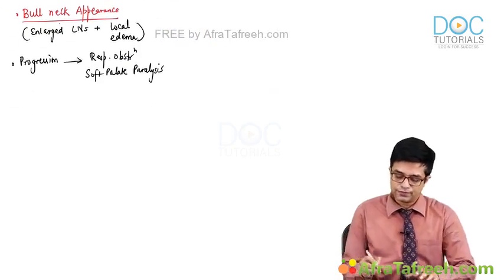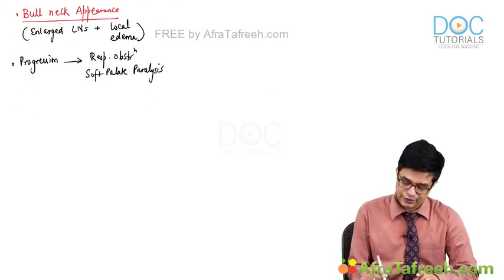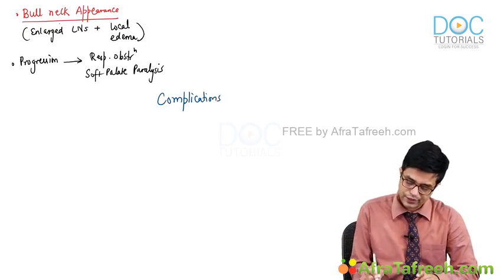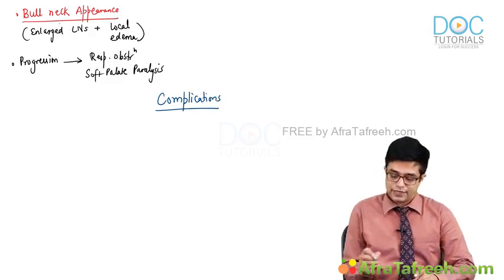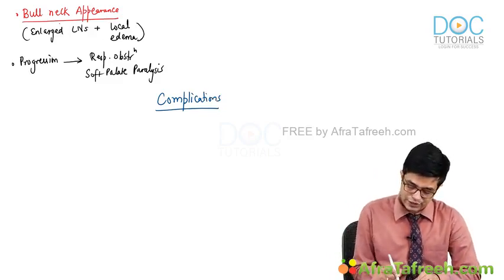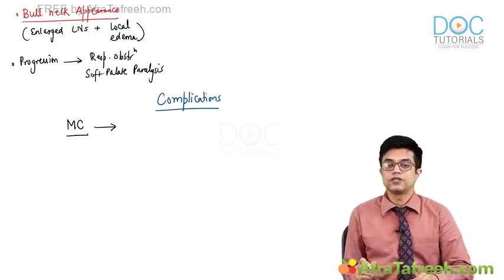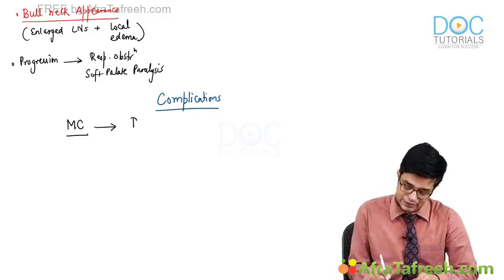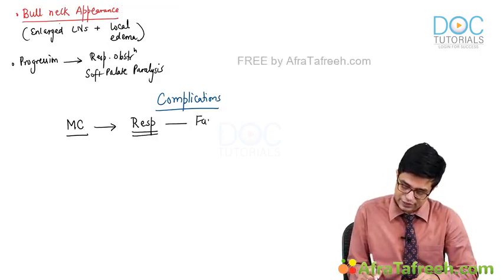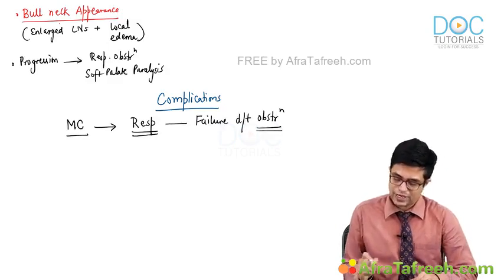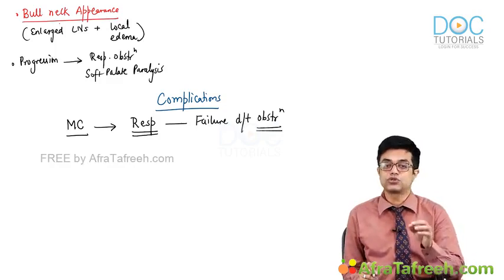Now, moving over to the complications of diphtheria. So, what are the complications that you need to remember? Firstly, if the question asks you what is the most common complication of diphtheria, the most common complication of diphtheria is respiratory complications. Among respiratory, it is respiratory failure due to obstruction of the respiratory passage. That is considered to be the most common.